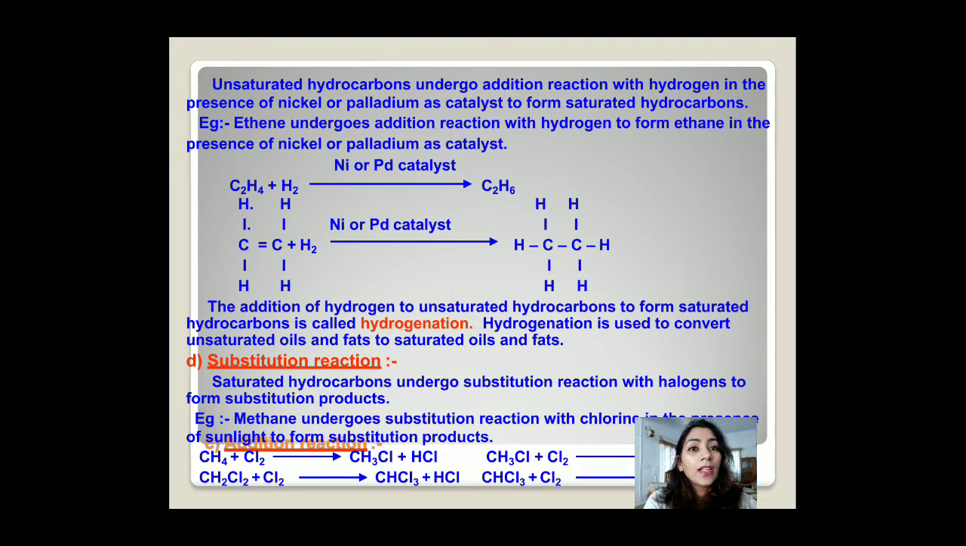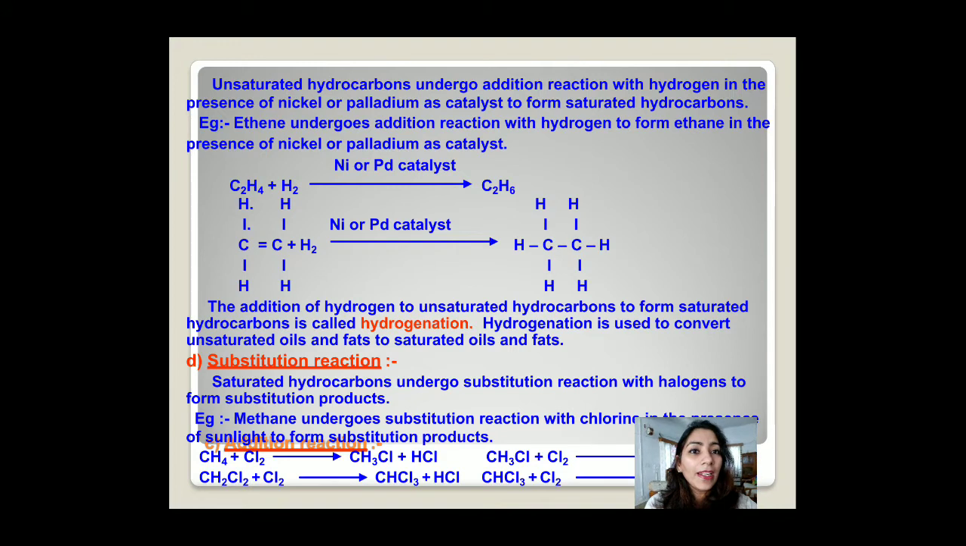Unsaturated hydrocarbons undergo addition reaction with hydrogen in the presence of nickel or palladium as a catalyst to form saturated hydrocarbons. What saturated compounds do we have? The alkane series. Alkanes, whose names end with -ane, are the alkane series. So they are all saturated compounds. Which are the unsaturated compounds? The alkene and alkyne series are the unsaturated compounds, such as ethene, ethyne, etc.